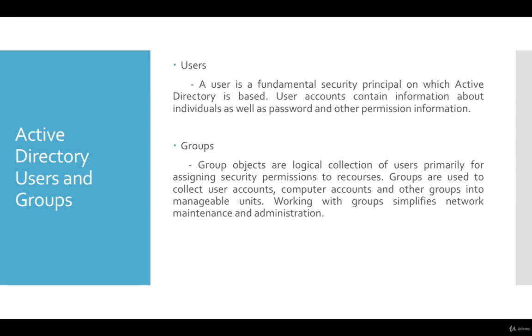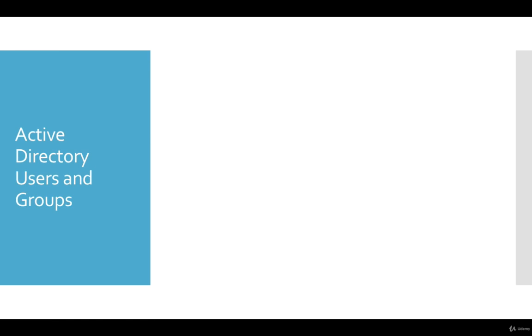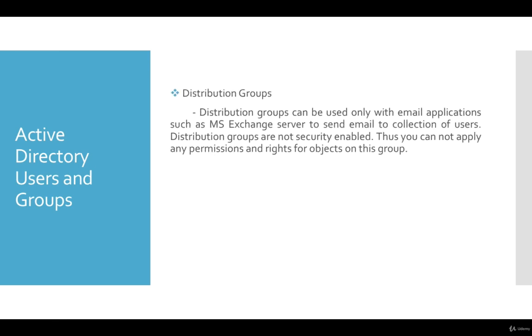There are two types of groups in Active Directory: distribution group and security group. Distribution group. Distribution groups can be used only with email applications such as MS Exchange Server to send email to a collection of users. Distribution groups are not security enabled. Thus, you cannot apply any permission or rights for the object on the group.